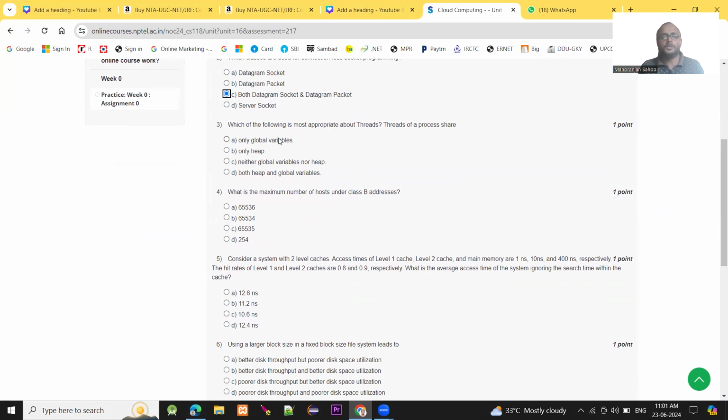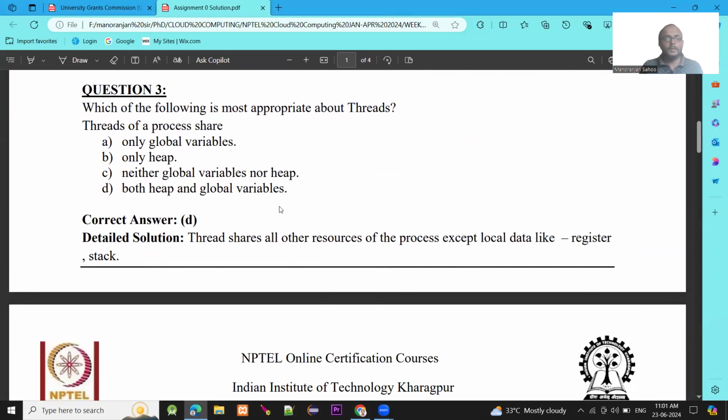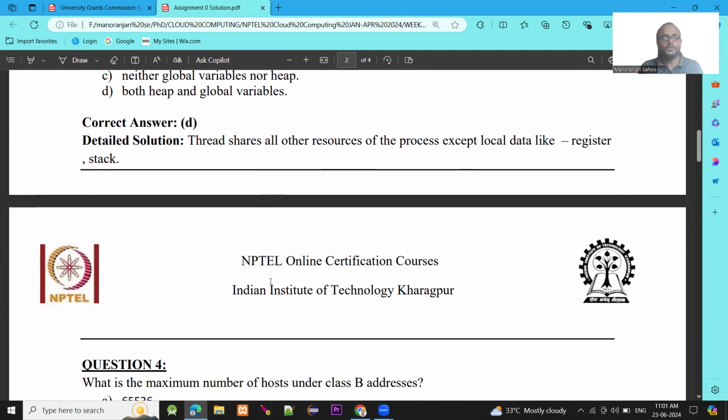Which of the following is the most appropriate about the threads of a process? 4 options are given: only global variables, only heap, neither global variables nor heap, both heap and global variables. So the answer will be both heap and global variables. We'll check the answer here. Yeah, both heap and global variables. Its reason is a thread shares all the resources of the process except local data like registers. Okay, moving to question number 4.